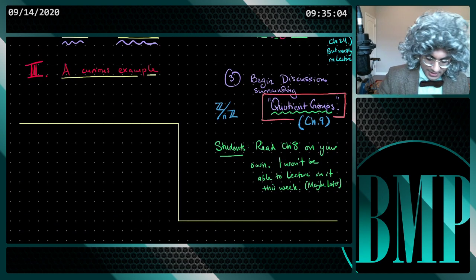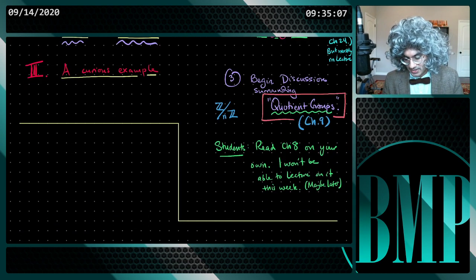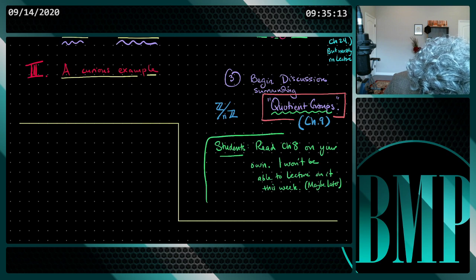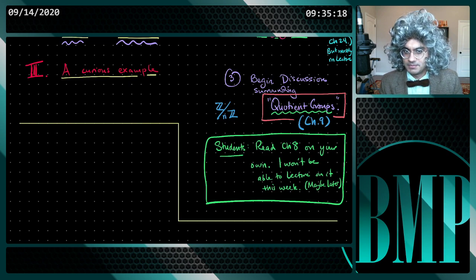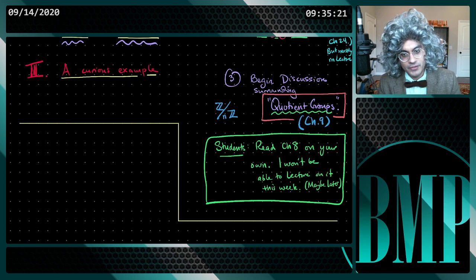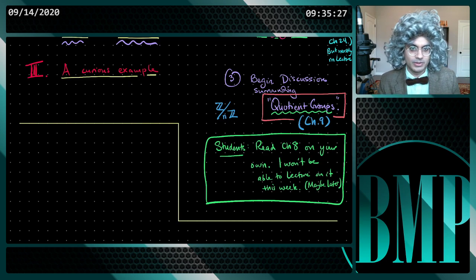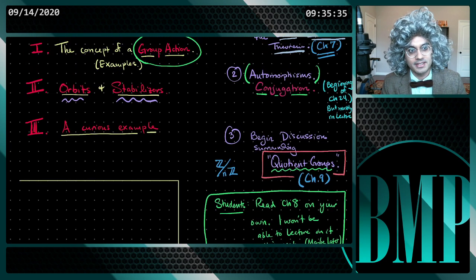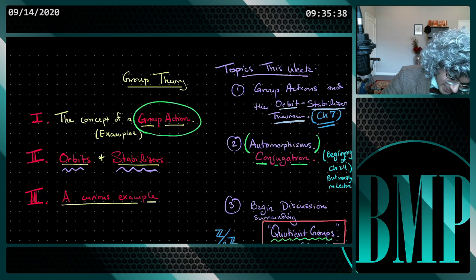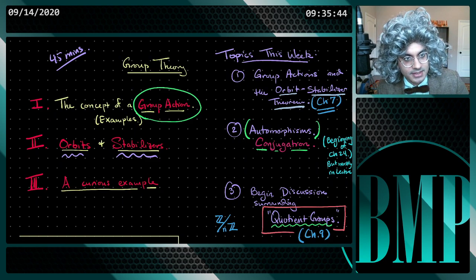Okay, and I definitely won't be able to talk about chapter 8 during this week's lecture. So students, I ask that you go ahead and read chapter 8 on your own. It's pretty simple material, the chapter 8 stuff, but if you have questions about it, you should definitely ask during office hours or on the Discord: what does this theorem mean, what are they saying, can I see an example, etc. I'll be happy to talk about it, but I can't devote 45 minutes to it. I have 45 minutes per lecture, so I have to choose my battles here.